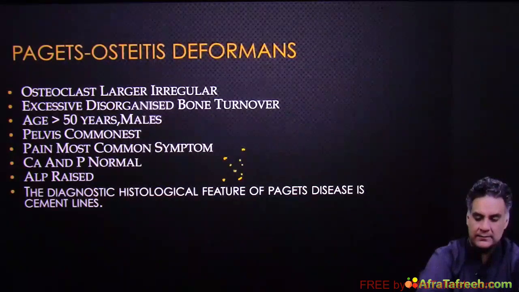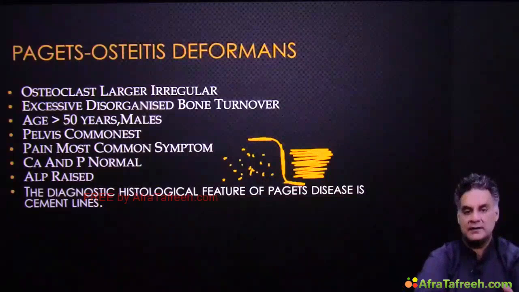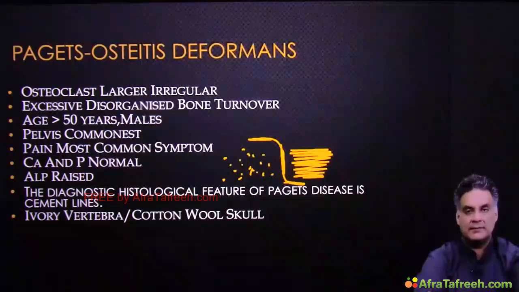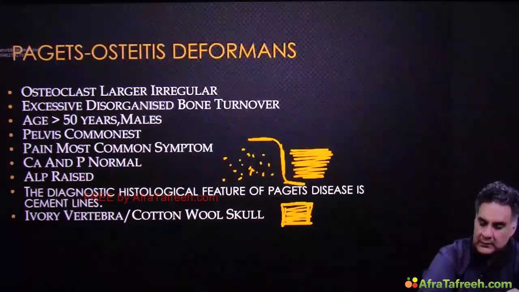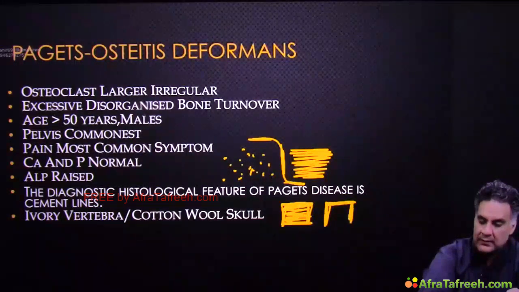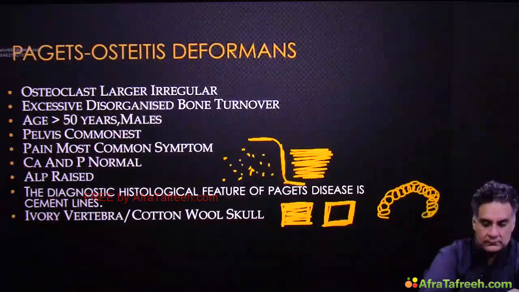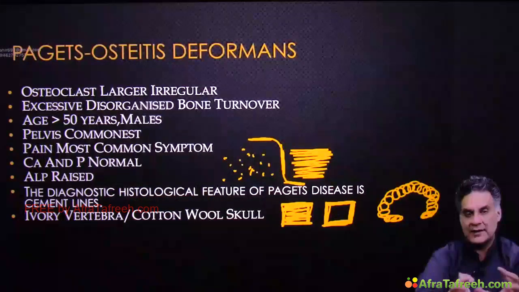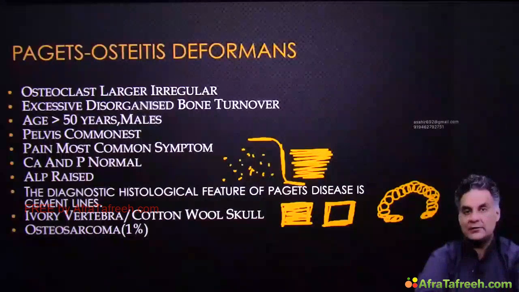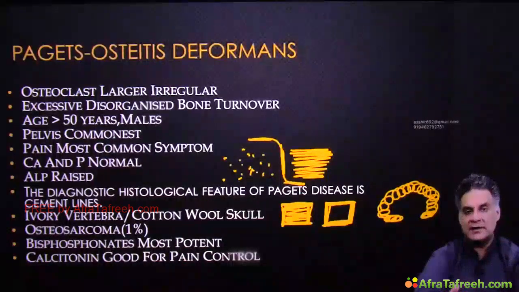There will be bone formation. There will be bone resorption. And in between the two, there is a junctional line which is called a cement line. In Paget's, you have ivory vertebra, so the entire vertebra will look white colored. Or you can have picture frame vertebra where the boundary will be sclerosed. Or you can have cotton wool skull, like a deposit of cotton wool on the skull, calcified skull. There is high turnover, so osteosarcoma risk is 1%. Bisphosphonates are the drug of choice. Calcitonin, which is more rapidly acting, is good to control the pain.